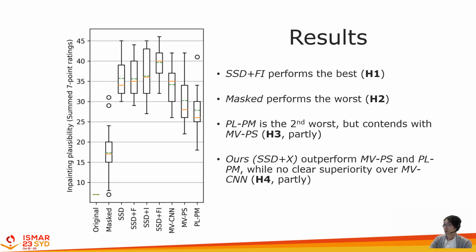Our results supported hypotheses 1 and 2 and hypotheses 3 and 4 only partly. What we found was that per layer PatchMatch is the second worst, but on par with multi-view Photoshop. And ours outperform multi-view Photoshop and per layer PatchMatch, while there is no clear superiority over multi-view CNN.